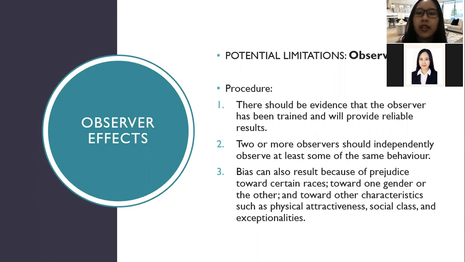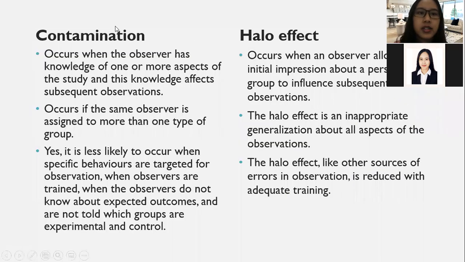And then the second and third limitations are contamination and halo effect. The contamination occurs when the observer has knowledge of one or more aspects of the study, and this knowledge affects subsequent observation. Contamination also occurs if the same observer is assigned to more than one type of group. Yet, it is less likely to occur when specified behaviors are targeted for observation, when observers are trained, when observers do not know about expected outcomes, and are not told which groups are the experiment and the control group.